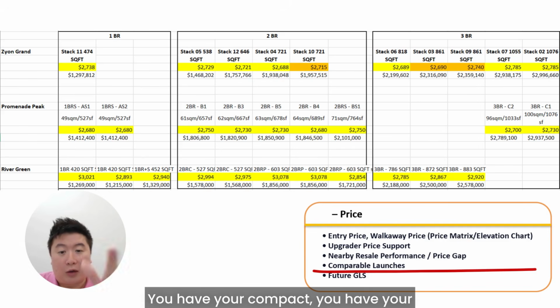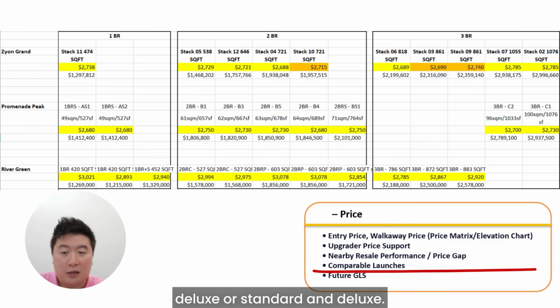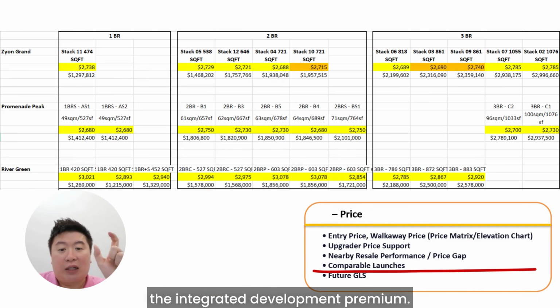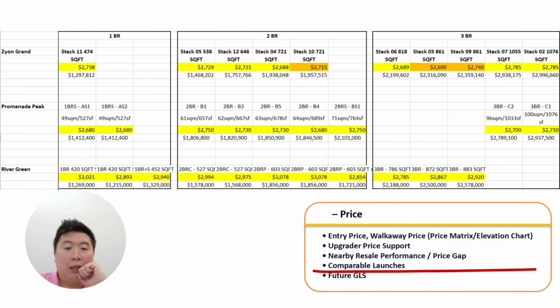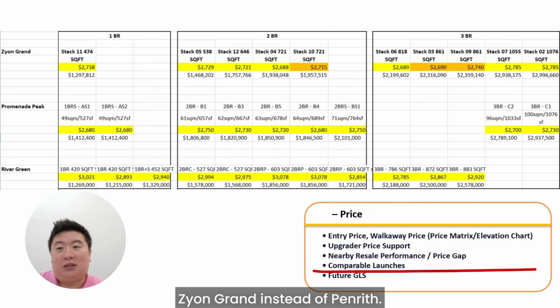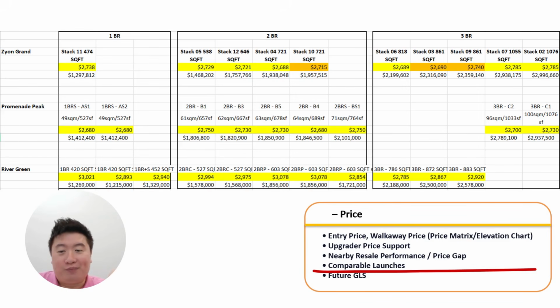You have your compact, you have your standard and deluxe. Whereas Promenade Peak's 3 bedroom is simply the same as Zion Grand's 3 bedroom premium. So very important: you are paying for an integrated development without the integrated development premium. This is awesome. I've got to be honest with you guys, I'm leaning heavily towards Zion Grand instead of Penrith.